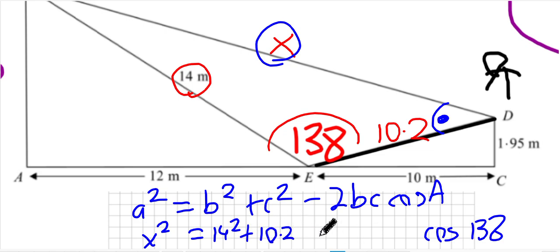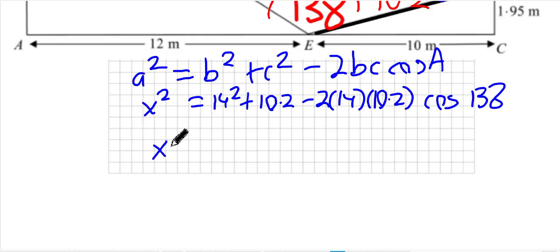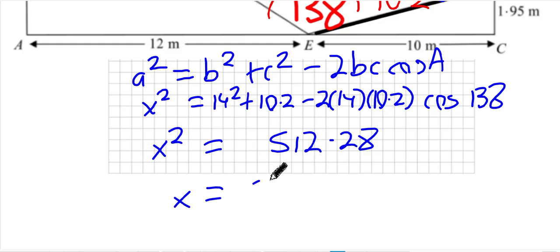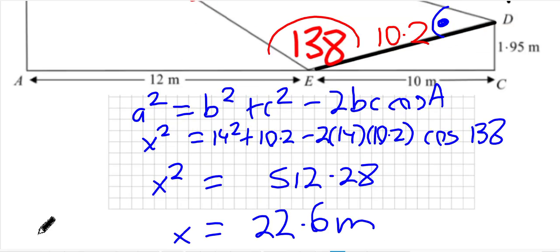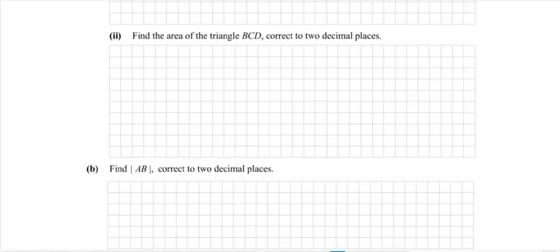10.2 though, yeah, for me. Okay, guys, put all that in the calculator for me. 512.28. Well done. And then square root that and we get our answer. 22.6 meters. Alright. Guys, next one.